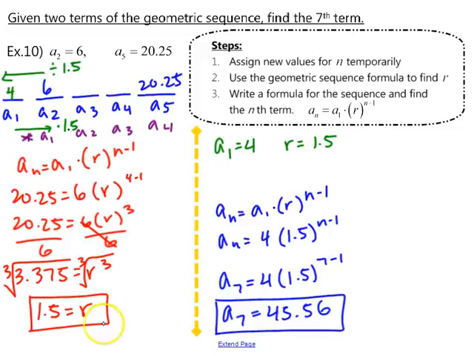So hopefully you found your common ratio to be 1.5, and then you used that to go backwards and find that your first term was 4. Then you took your first term and your common ratio, substituted them in to get your formula for the nth term, then substituted n equals 7 to find that a sub 7, the 7th term, is 45.56. If you didn't get that, pause, check your work with mine, and see where you might have made a mistake.